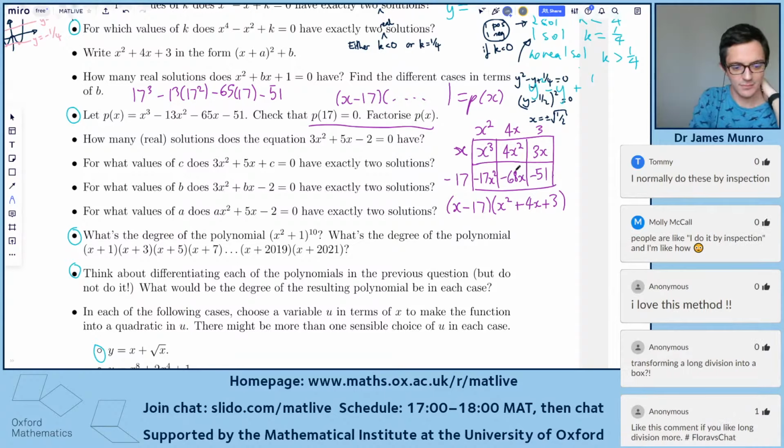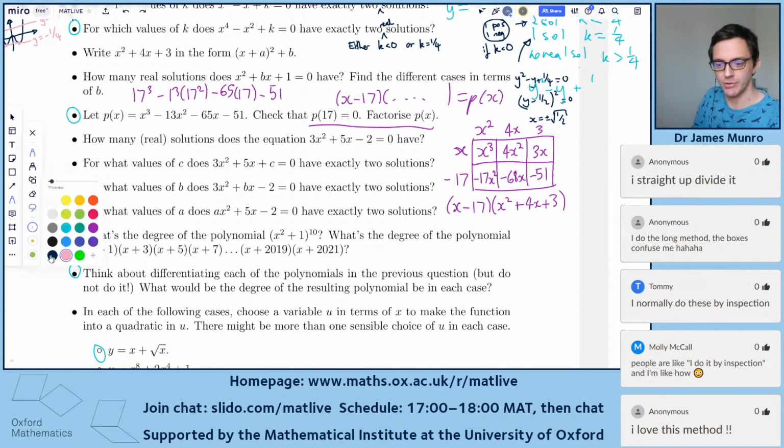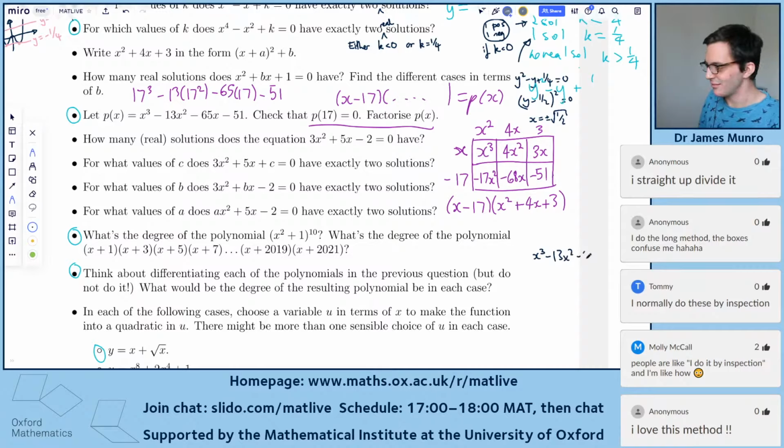So yeah, people are talking about the quote long method as well, which I suppose would be the one where you write out the polynomial. Oh, the long division thing. Yeah, I think people never really got into that. No one ever really taught me long division with polynomials, and it seemed complicated, so I shied away from it and did boxes instead.